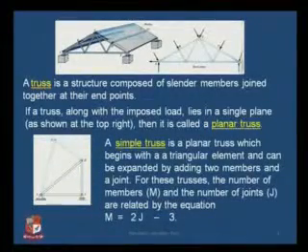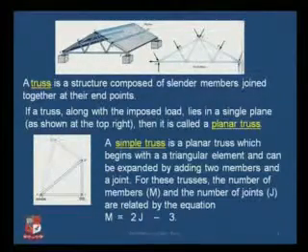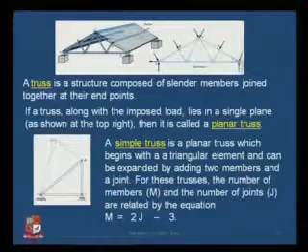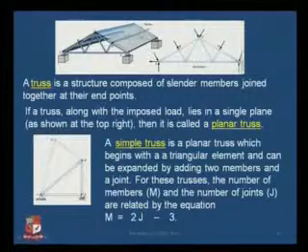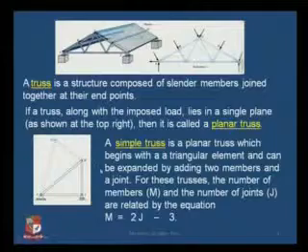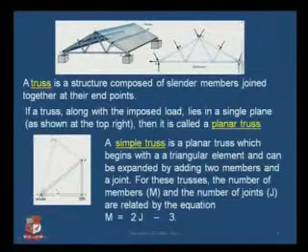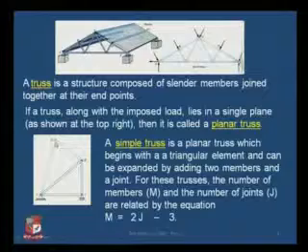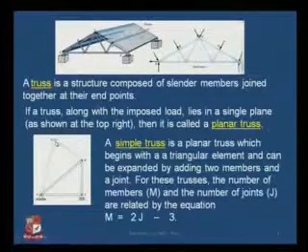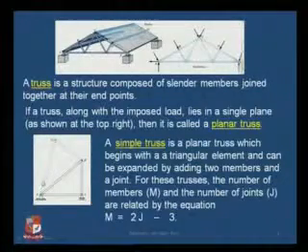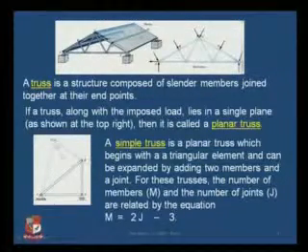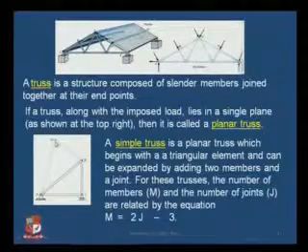What we will be solving today are determinate trusses. A simple truss is a planar truss which begins with a triangular element and can be expanded by adding two members and a joint. So if you see this figure basically has three members. Into this, if I add two more members, that is AD and DB, I am forming another triangle which is triangle ADB, and I am introducing one more joint at point D. So in this case, I have extended my truss by introducing two extra members, that is AD and DB, and putting in another joint which is joint D.